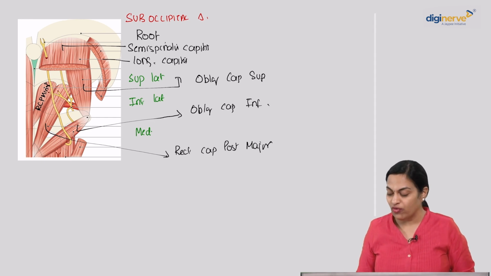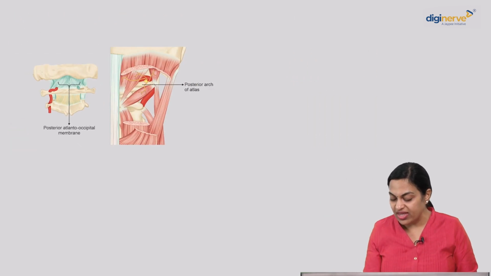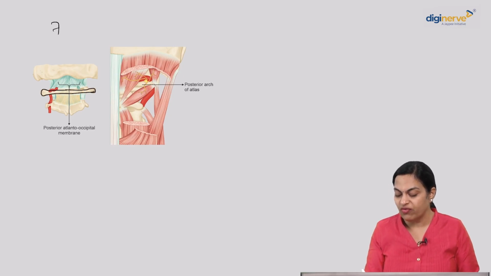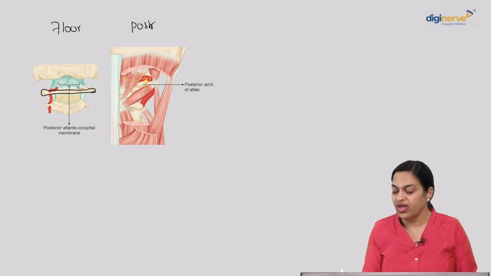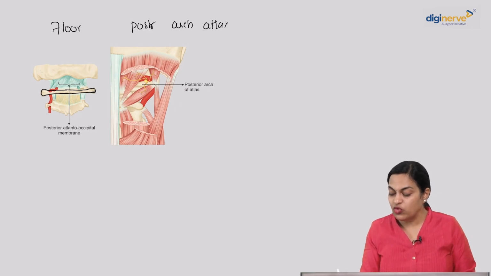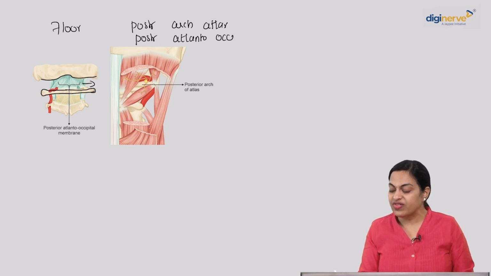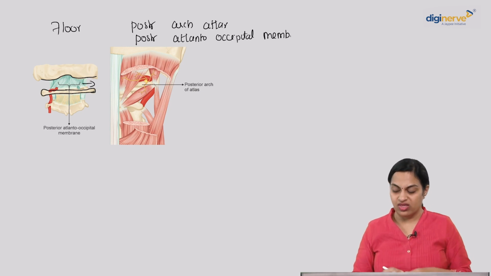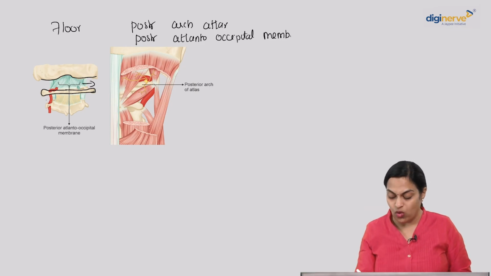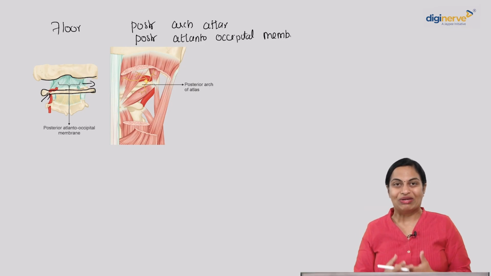What lies in the floor of the suboccipital triangle? This is the atlas bone. What we see here is the posterior arch of the atlas. Okay. And this posterior arch of the atlas is connected to the occipital bone by this membrane. Yes, can you tell me what is it? Posterior atlanto-occipital membrane. Okay. So once there was a question, an image-based question. The posterior arch of atlas was given, an arrow was pointed over there. What is it related to?